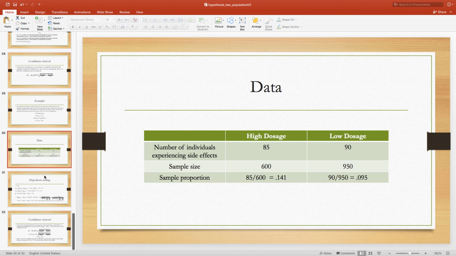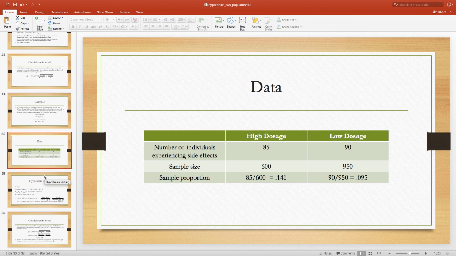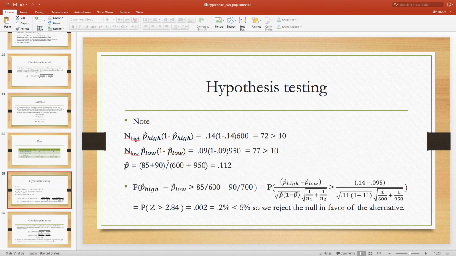Okay, so does this mean that the two proportions of the populations are different, or are these differences due to random chance? Okay. So here is how we're going to test hypotheses.